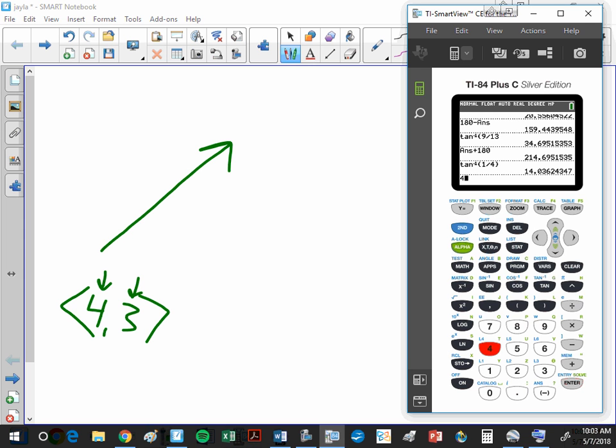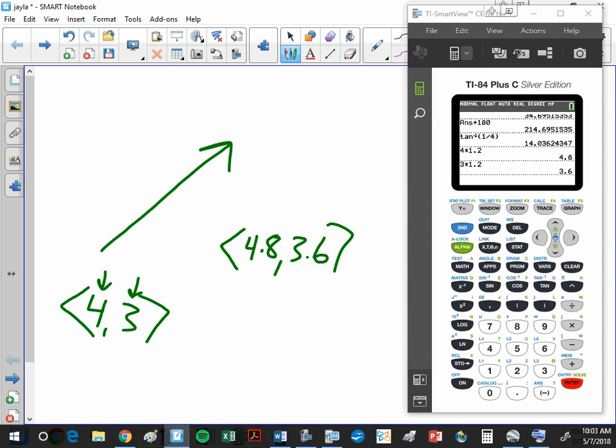So 4 times 1.2 and 3 times 1.2. And now my new vector is 4.8 comma 3.6. And I'm not sure what the magnitude is, but I know it has increased by 20%. So this vector is going to be, yeah, okay. So that is called a scalar multiplication.